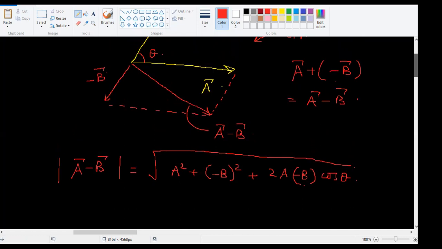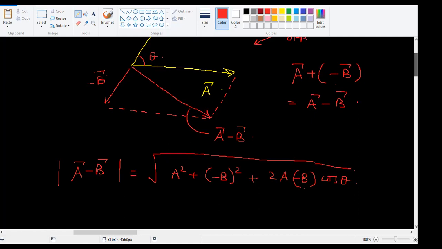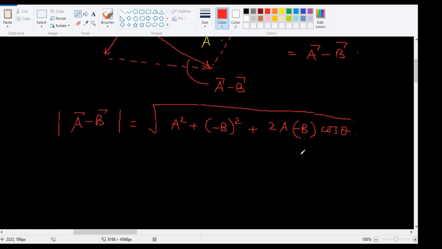Wait a minute, I think I'm making a mistake here. So this is 180 plus theta. So here I'll be writing it as magnitude.